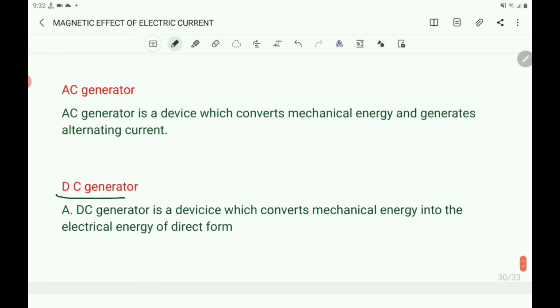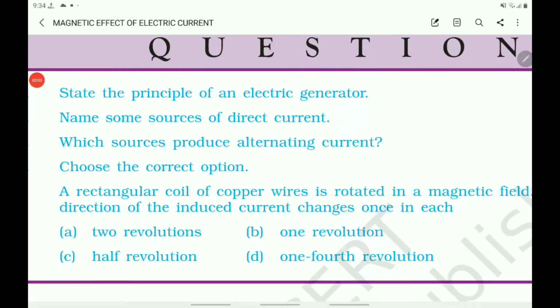What is a DC generator? It is a device which converts mechanical energy into electrical energy of direct form. The first one is in the alternating form and the second, DC, is in the direct form. A DC generator is a device which converts mechanical energy into electrical energy of direct form.